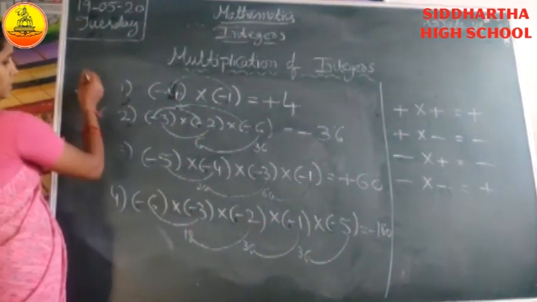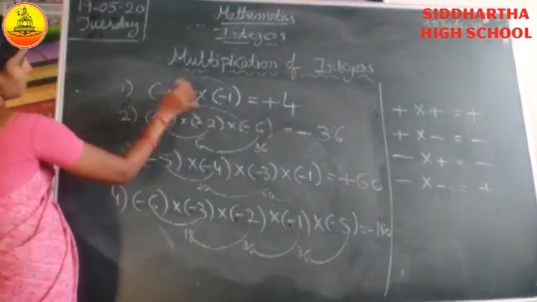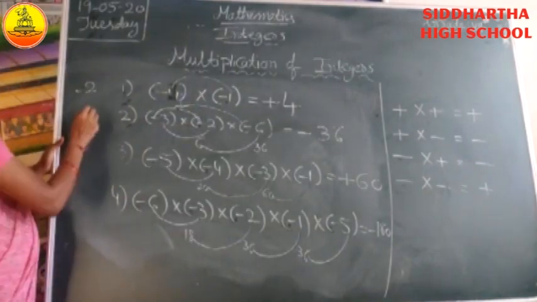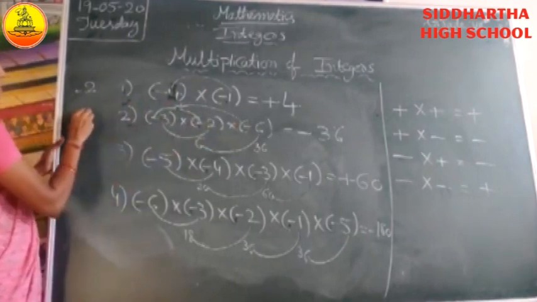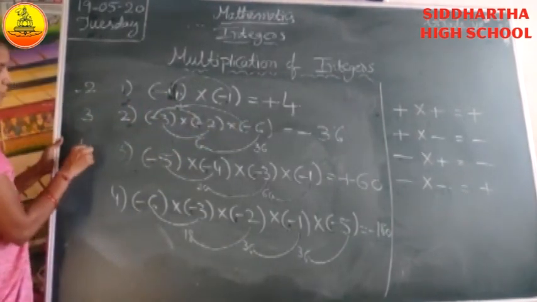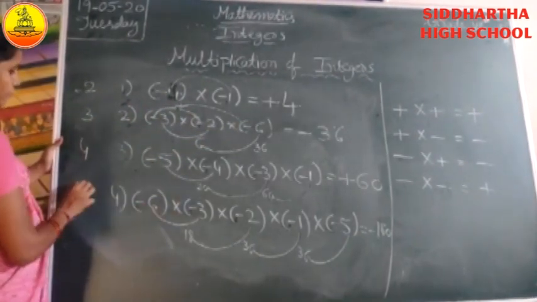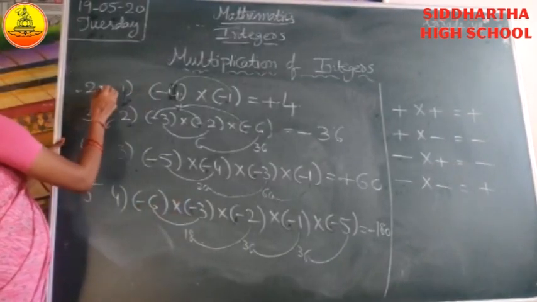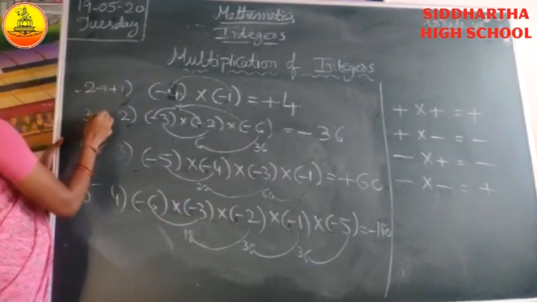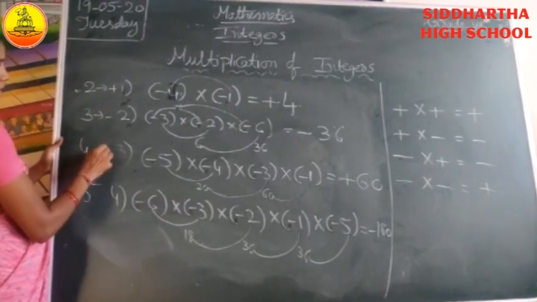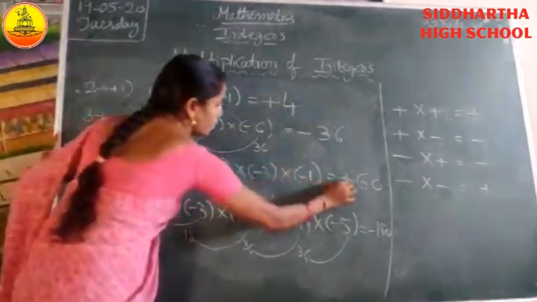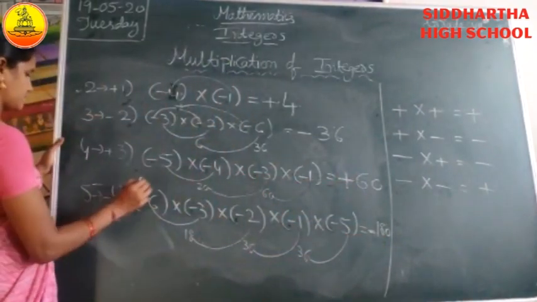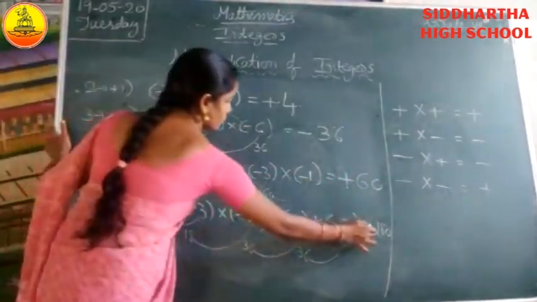Now what do you observe here? Here how many negative integers are there? 2 negative integers are there. Here how many negative integers are there? 3. Here 4. Here 5. And what is the result you obtain here? Positive. Here negative. Here positive. Here negative. We got negative sign. Okay.